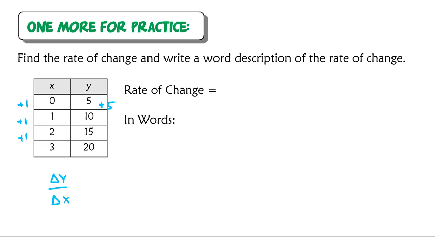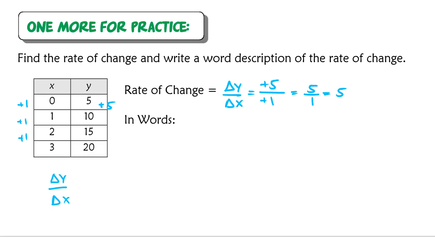So the rate of change is going to be the change in y over the change in x. The change in y here was positive 5, and the change in x was positive 1. A positive over a positive is going to stay positive. And I'm going to keep writing them as a fraction. We can also just write it as 5. Either way would be fine, but that's our rate of change.